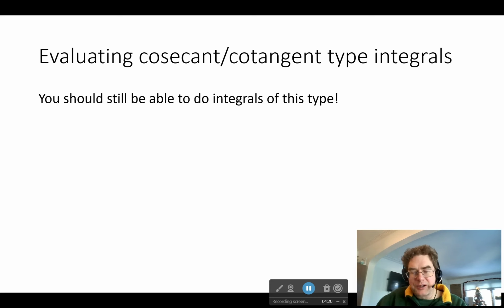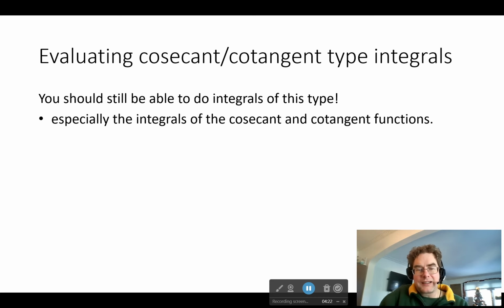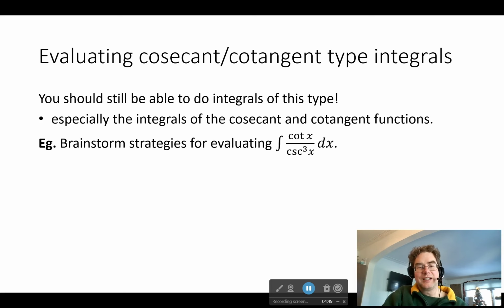You should still be able to do integrals of this type. You'll see them come up. And that is particularly true of the cosecant and cotangent functions themselves. Although they are basic functions, they're not on our list of basic antiderivative formulas. So there is some work involved. But once you know how to do the integrals of secant and tangent themselves, you will definitely see a lot of parallels with cosecant and cotangent.